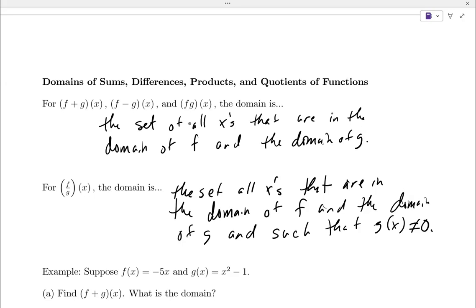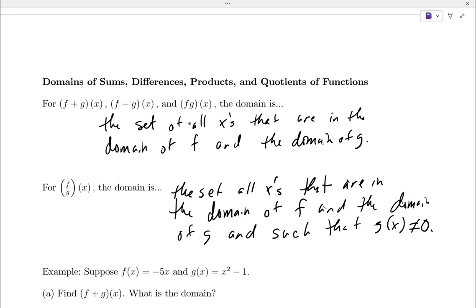Now the good news is that if you're asked about domains, typically you're going to have explicit functions given to you, like we have in the next example. You're going to combine the functions together, and then you're going to look for the domain. So it's not going to be as confusing as it sounds by what I'm doing with the definitions here.